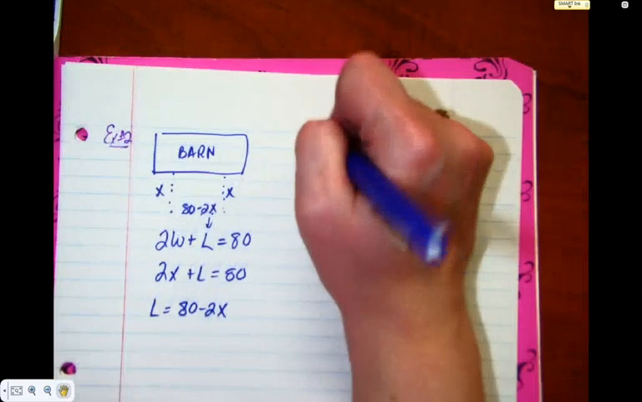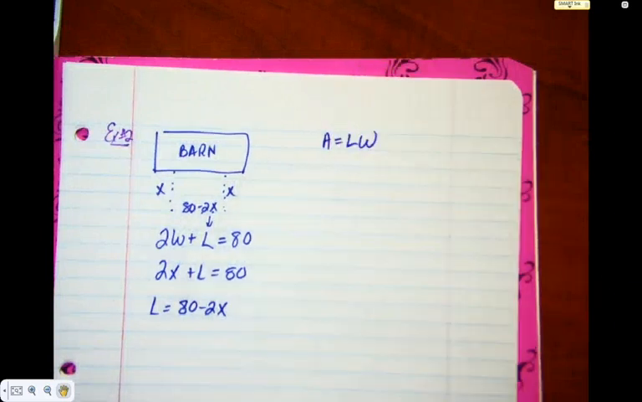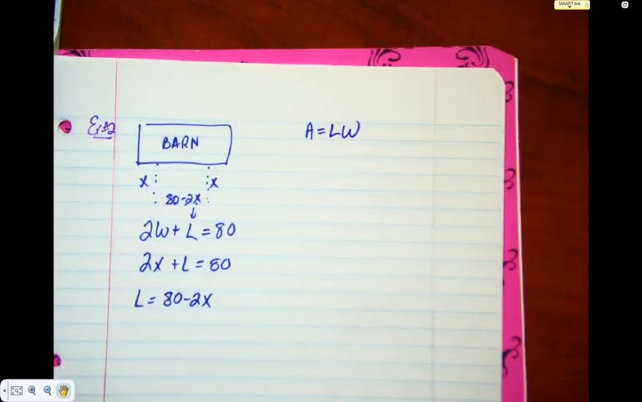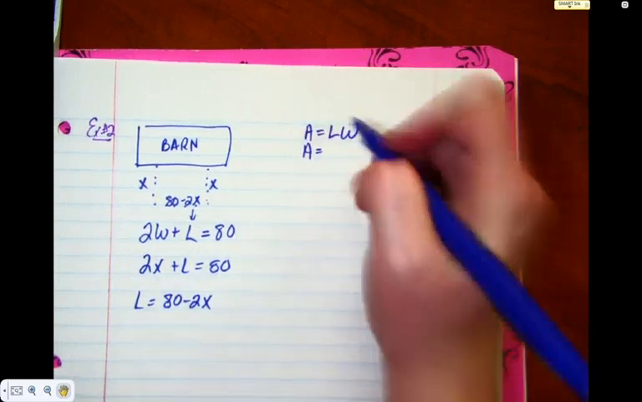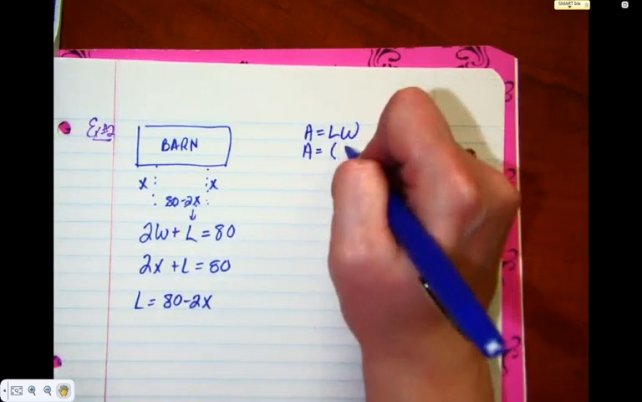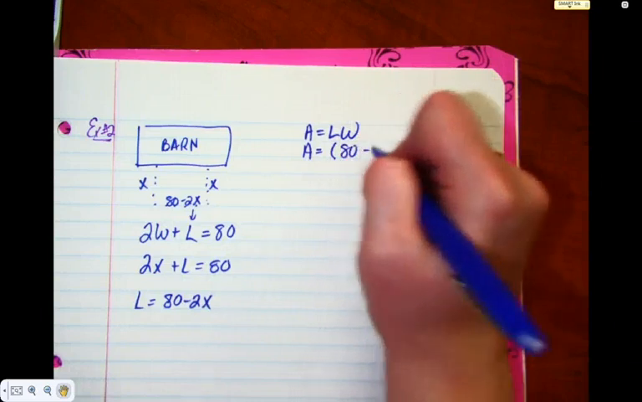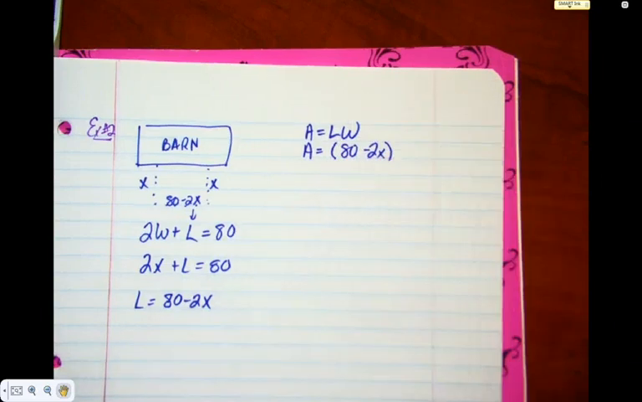Step 3, we're trying to maximize area, so we need the area of a rectangle, which is just length times width. What's our expression for the length? And what's our expression for the width? And again, don't get too caught up in the variables. If you want to keep it in W, that's fine. It's just usually for parabolas we're used to seeing X.